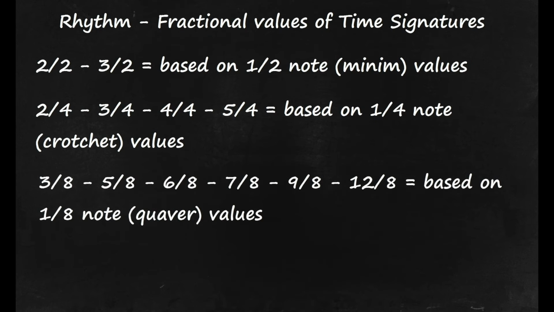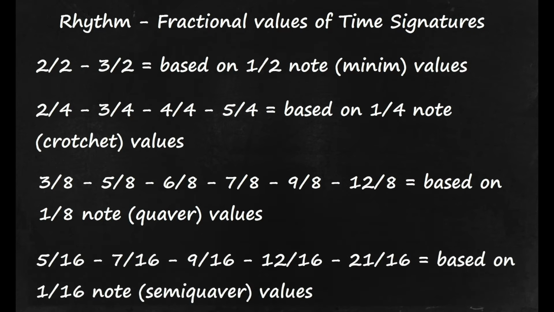A time signature of 5-8 means every bar must contain 5 quavers, 5 eighth notes, or their equivalent value. A time signature of 12-16 states that every bar must contain the equivalent value of 12 semiquavers, 12 16th notes.